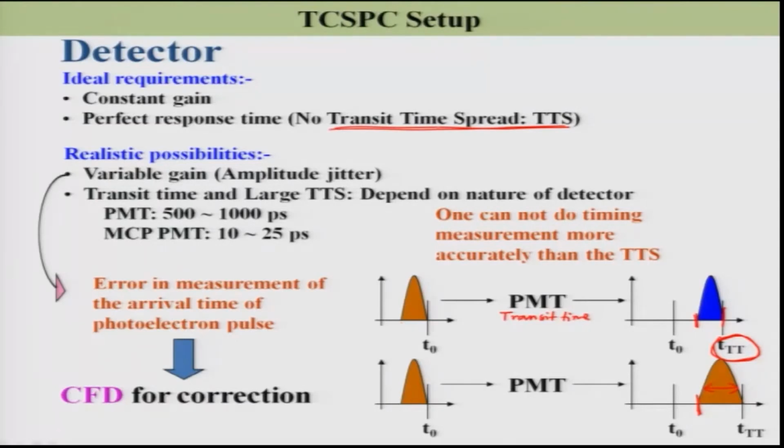But unfortunately, for a normal detector, the value of this transit time spread is really high, about 500 picosecond to 1 nanosecond. If the detector quality is bad, then the transit time spread could be 1 nanosecond. That means you are going to measure a 1 nanosecond lifetime and your error in the measurement is 1 nanosecond, so you cannot do the measurement properly.